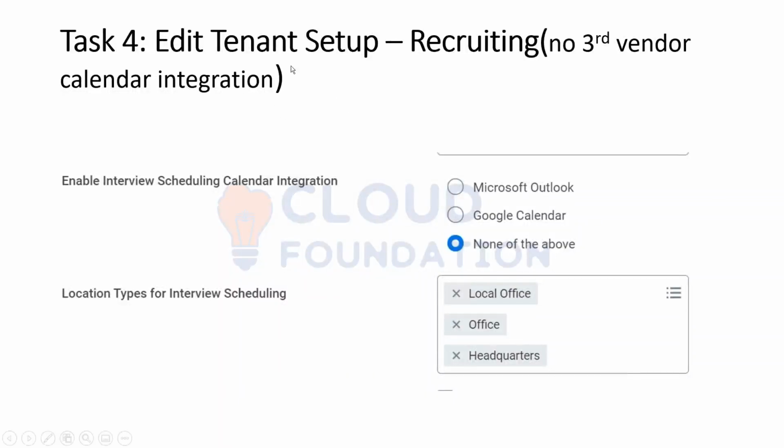Then we have to go to the edit tenant setup, recruiting task. And we have to select over here what kind of integration we would be needing. I've selected none of the above, and if we select none of the above, we will get the options to select location types for interview scheduling.